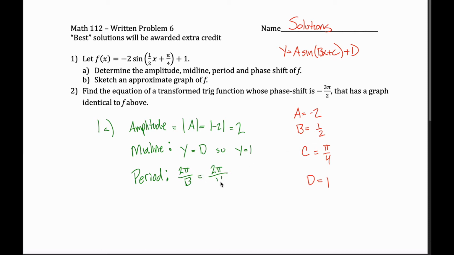Since b is 1/2, it's 2 pi divided by 1/2, which, if you think about this, 2 pi is 2 pi over 1 and multiply by the reciprocal of the denominator. You can calculate that the period is equal to 4 pi. And then finally, the phase shift, that's always given by the negative of c divided by b. So in this case, negative pi over 4 for the negative c divided by 1/2 for the b.